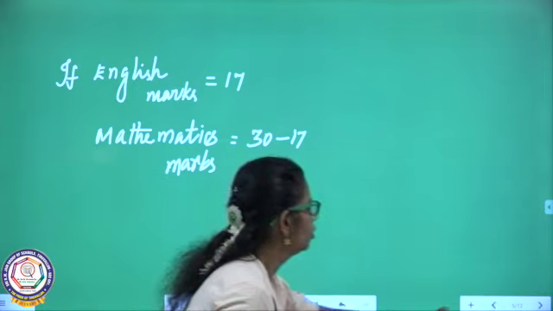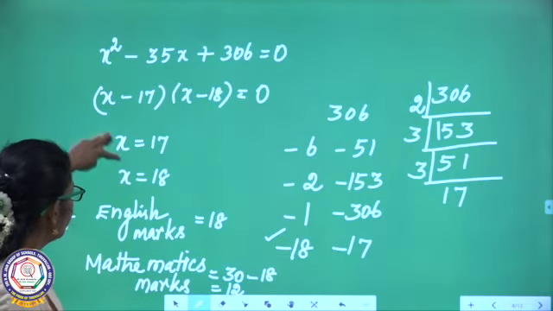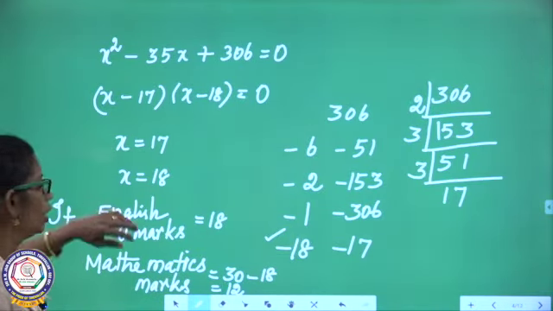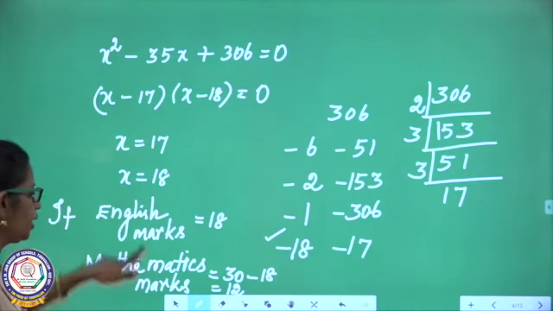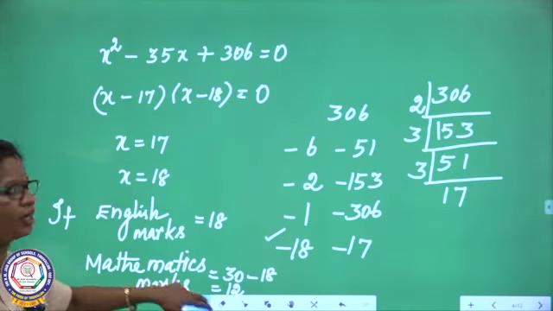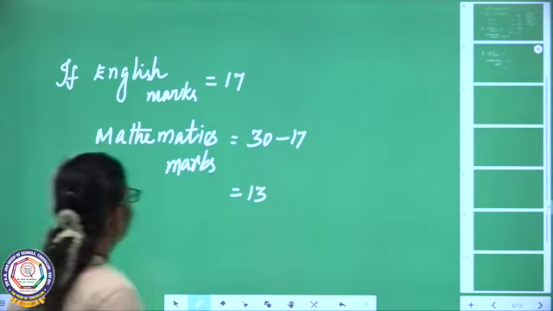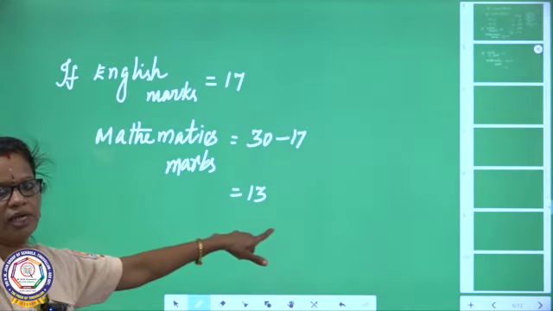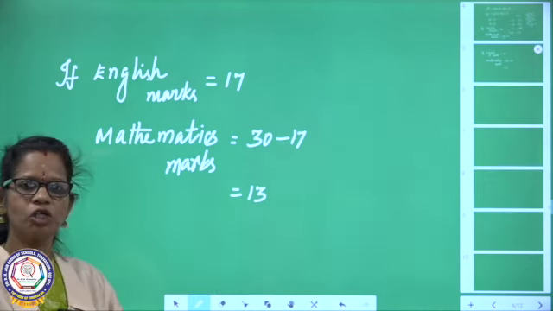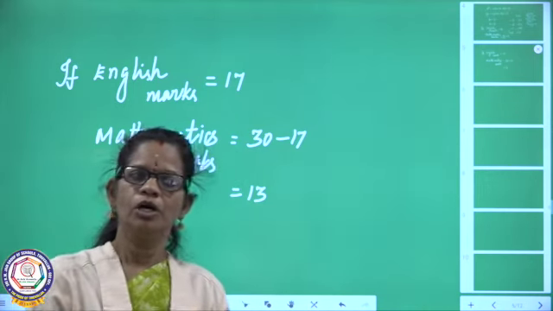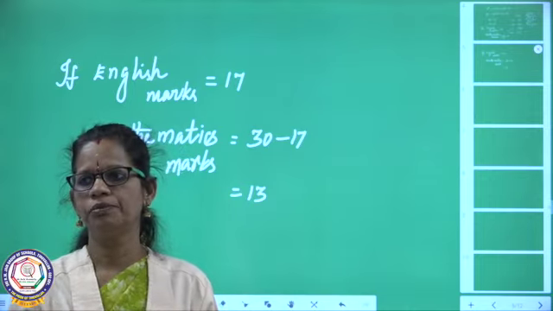Listen, x is equal to 18 and x is equal to 17. When the English mark is 18, the mathematics mark is 12, right? When the English mark is 17, the mathematics mark is 13. That's all. Shall we pass on to the next question? I hope you people understood, right?